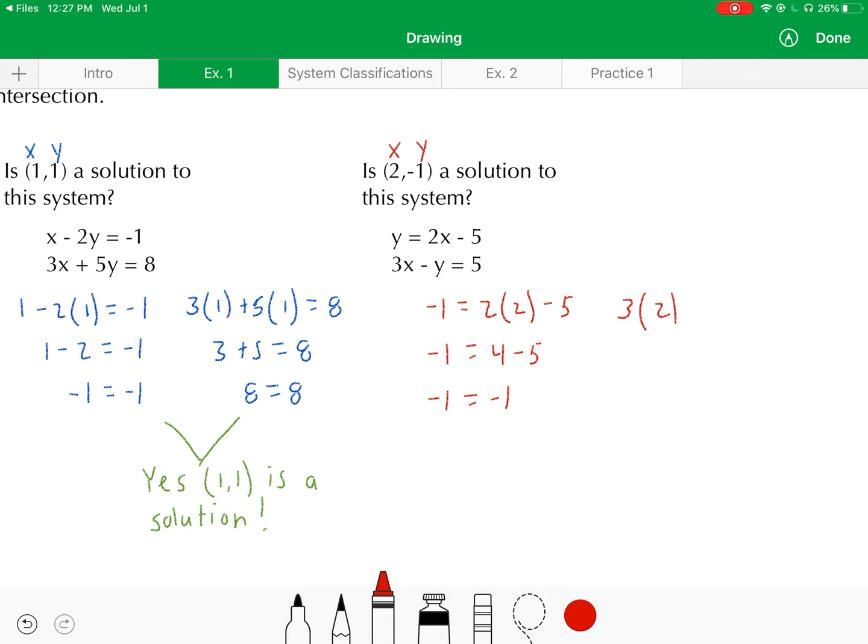3 times an x value, 2, minus -1 equals 5. So that's 6 plus 1 equals 5, or 7 doesn't equal 5, right? Because the ordered pair only satisfied one of two equations in the system, we can't conclude it to be a solution to the overall system. So we're going to say no, (2, -1) is not a solution.